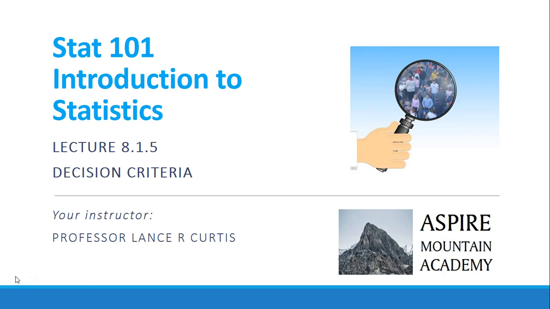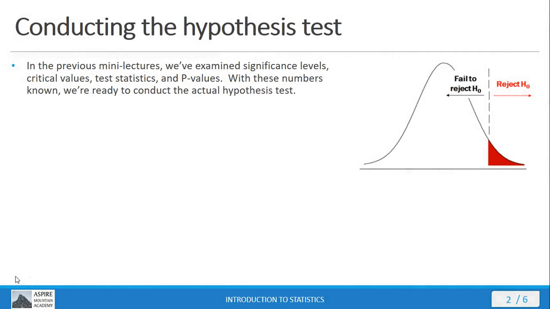In less than 10 minutes, this video explains the decision criteria we use to resolve a hypothesis test. Let's get started. So, in the previous mini lectures, we've examined significance levels, critical values, test statistics, and p-values. And these are numbers that we can use to conduct the actual hypothesis test.